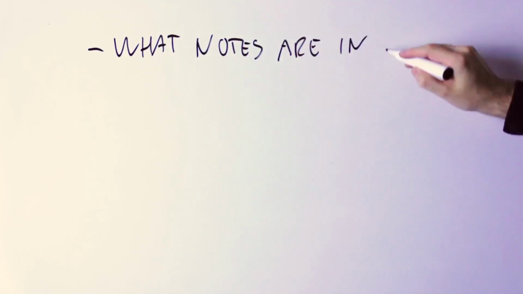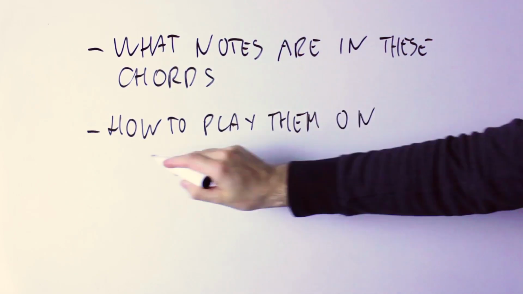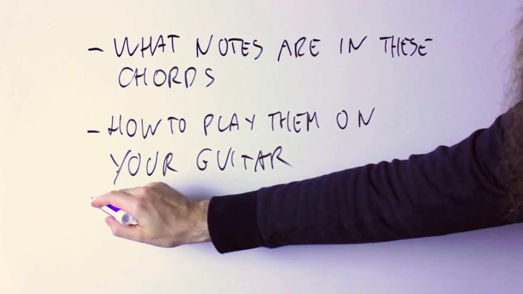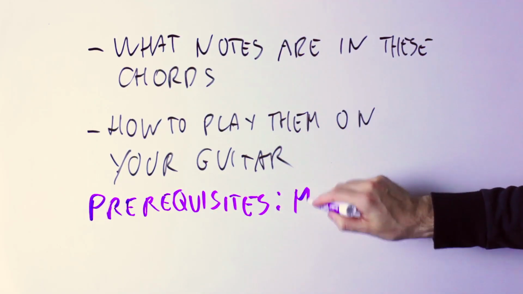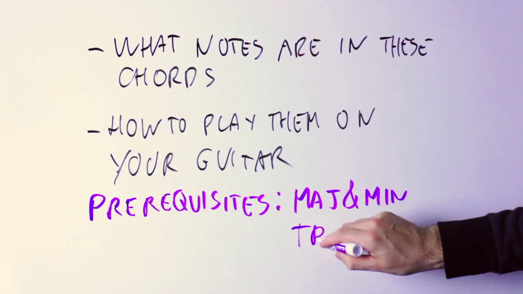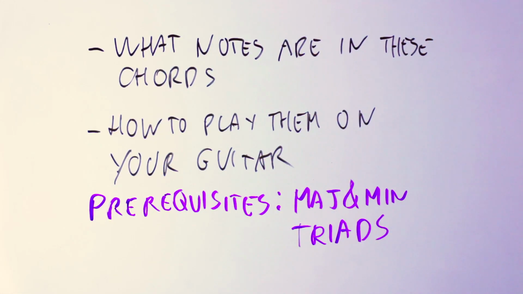First we're gonna see what notes are in those chords, and then we're gonna see how to play them on the guitar. And we need to start from our major triads and our minor triads. If you do not know how to build a major or a minor triad, I suggest you watch my video on the super basics of music theory. You'll find the link on the top right corner of this video.